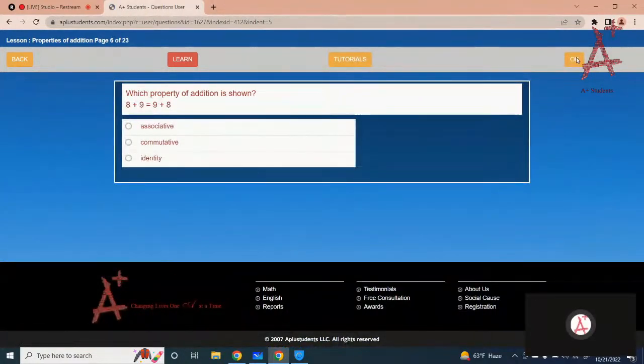Okay, which property of addition is shown? 8 plus 9 equals 9 plus 8. Is it commutative, associative, or identity? It is commutative. Two of the digits are involved. On both sides the digits are exactly the same. So it is commutative.